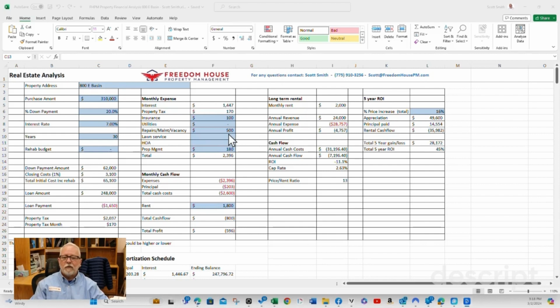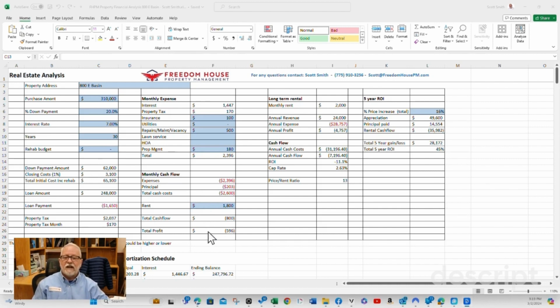And I went low on the repairs, maintenance, and vacancy. So this is not a conservative number. And then $180 for property management per month if the rent's down here at $1,800 a month. So the total monthly expenses of $2,396, and you have a payment on your principal each month of $203. So the total cost would be $2,600. Rent is $1,800. Your cash flow would be negative $800 per month, and your profit is $596 per month because the principal is added back into this number to get your monthly profit.